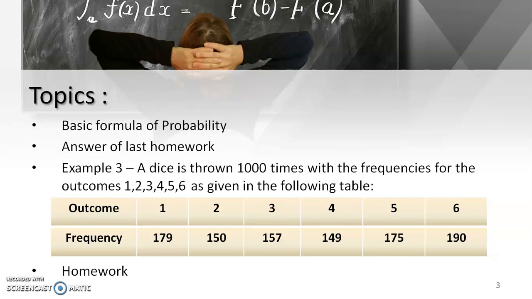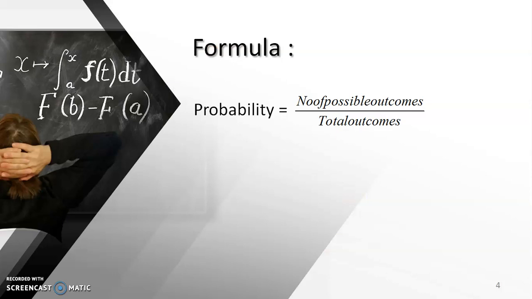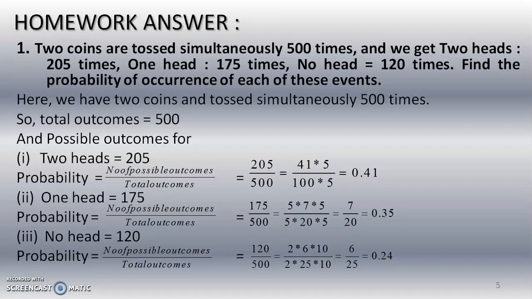So starting with the first, the basic formula. Probability equals the number of possible outcomes divided by total outcomes, which is already known. So go to the next.